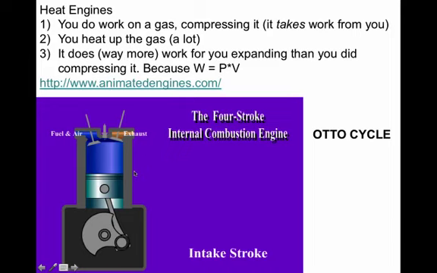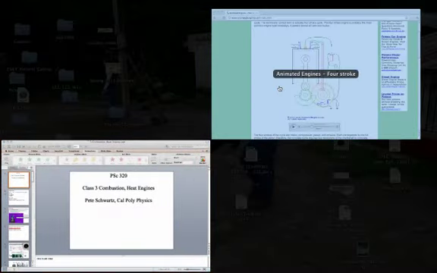So let's take a look, for instance, at the Otto cycle. This is what drives your cars, is that you have an explosion in this piston. It drives the piston down, and it makes the crankshaft go around. That crankshaft is connected to your wheels. Let's take a look at this.